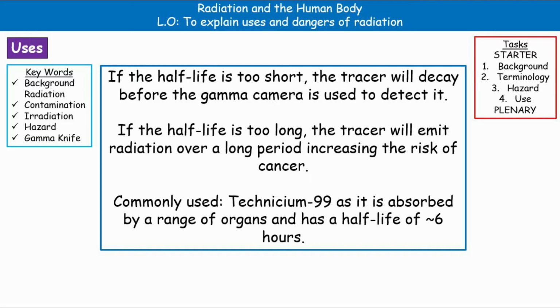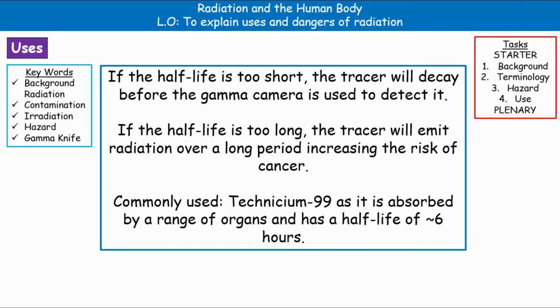So, pretty useless. If the half-life is too long, then our tracer is going to be emitting radiation over a really long period, and that means we're going to be exposing that poor person to a large amount of radiation, and that's going to increase the risk of cancer. Again, not a good thing to do when we're treating people. So we want something where the half-life is just right. Not too short, not too long. It's one of those Goldilocks moments here where it's just the right length of time. And the one that we tend to use here is a material called technetium-99, and that's because it's got a half-life of about 6 hours.